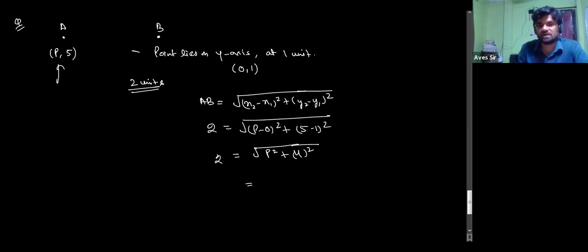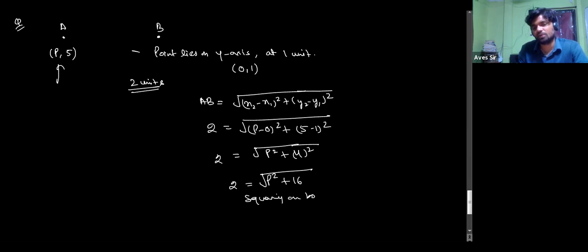Now what you can do is write p square plus 16, since 4 square is 16, equals 2, but it is still under root. So what you need to do is square both sides.